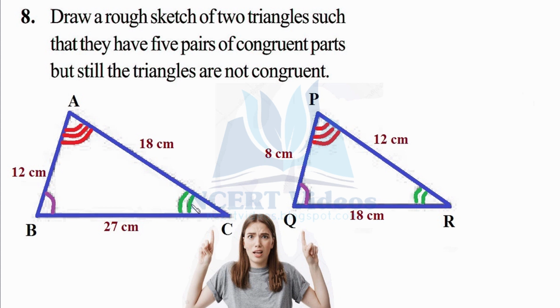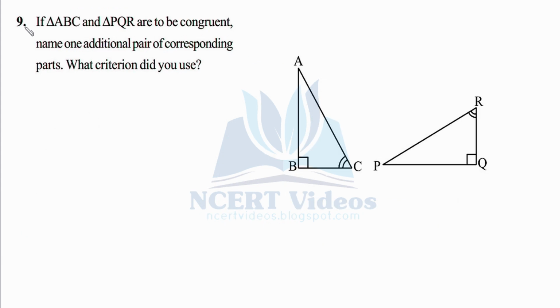So we cannot come to the conclusion that both triangles are congruent to each other. In this way, you can show that there are triangles which have 5 congruency relationships, but their one congruency fails. So we cannot come to the conclusion that triangle ABC is congruent to PQR. And that is what this question was asking for. That is your 8th.